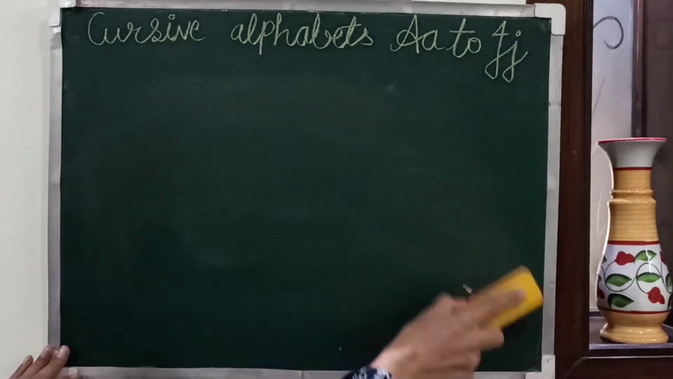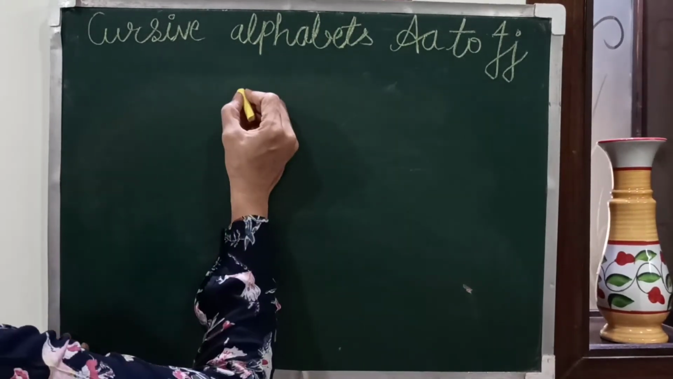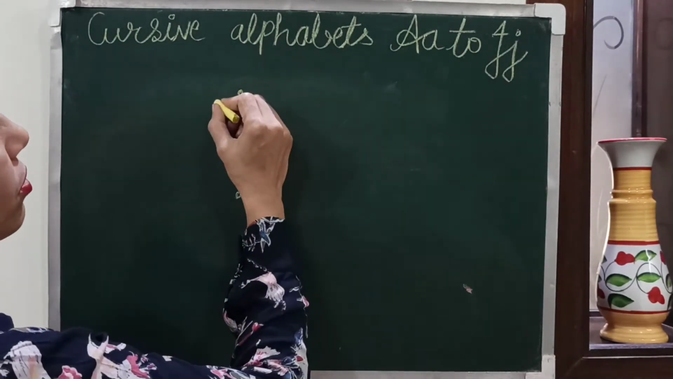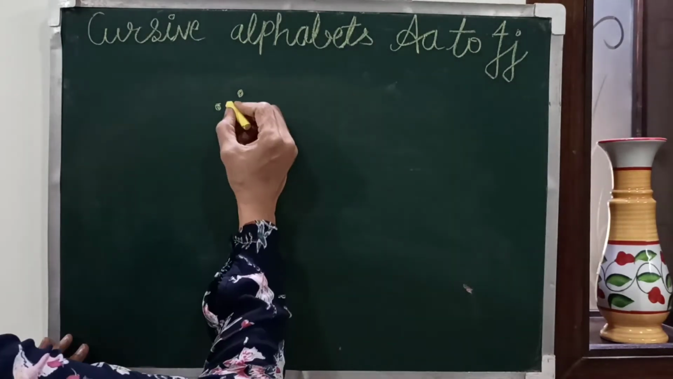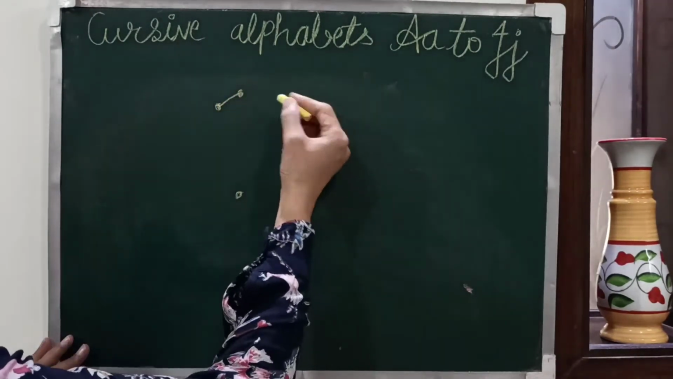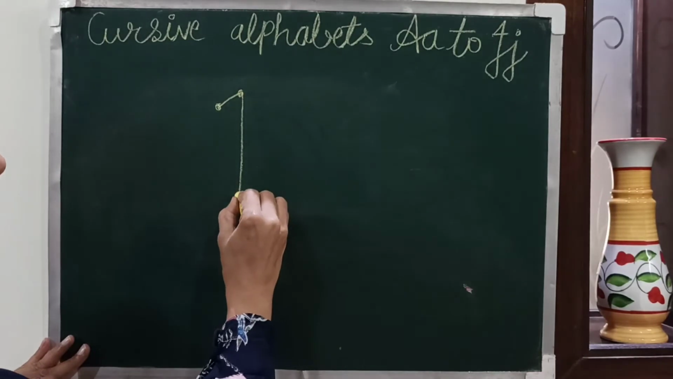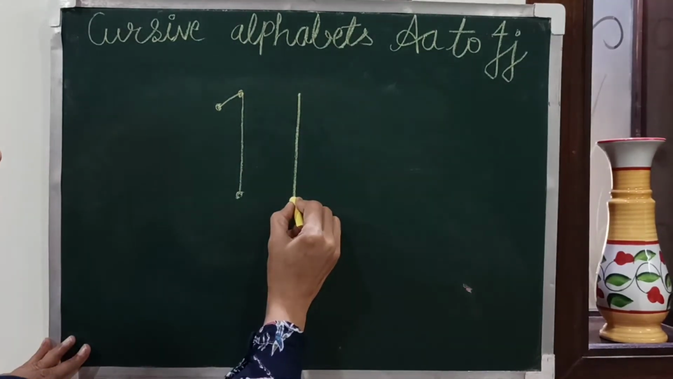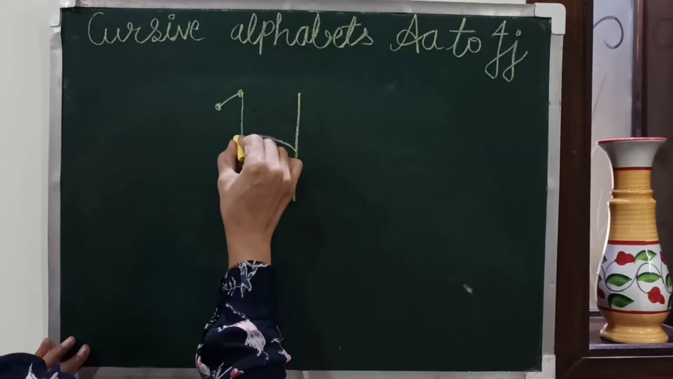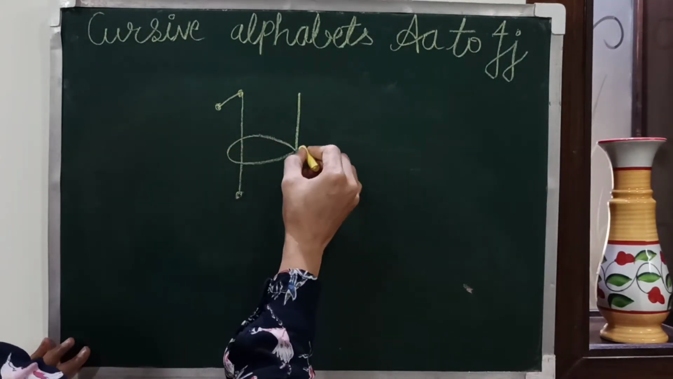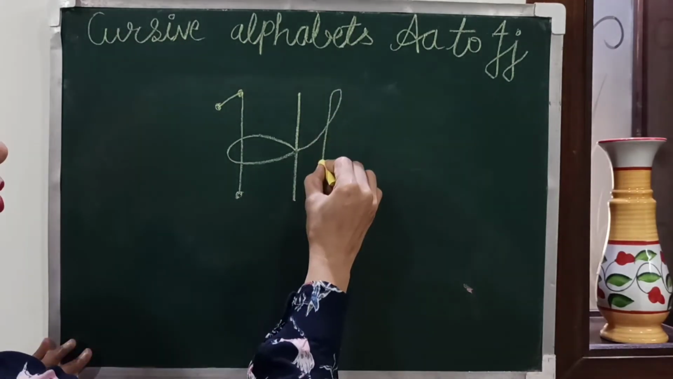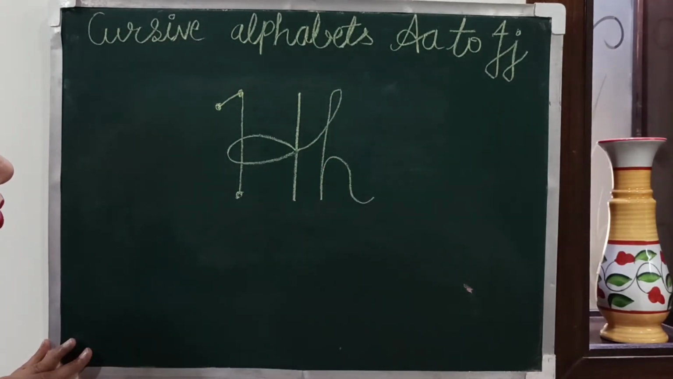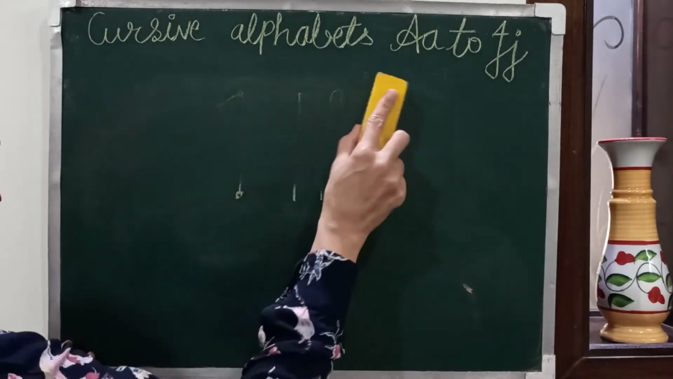Okay. Now cursive alphabet H. For cursive alphabet H, we will give 3 dots. Small slanting line, then a standing line. Now one more standing line parallel to this line and a curve like this. Now go up, come down and do like this. This is cursive alphabet H.